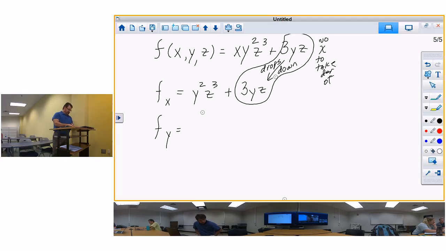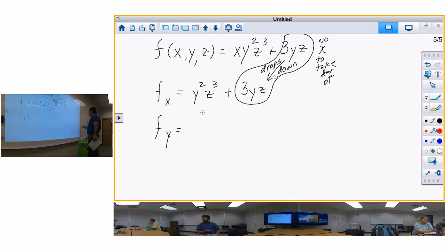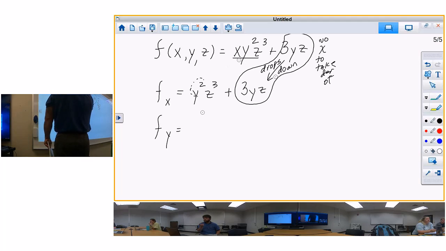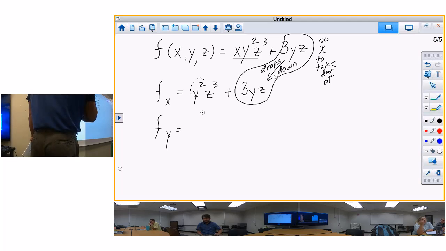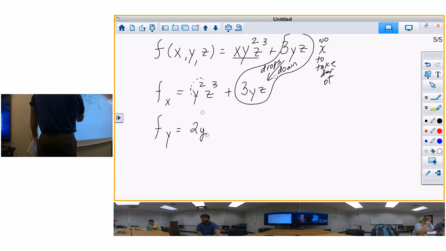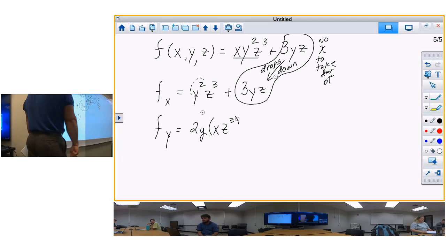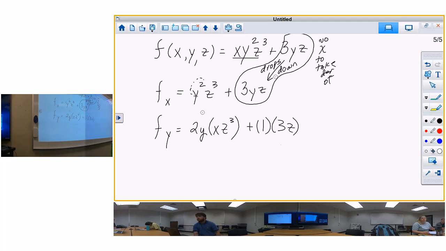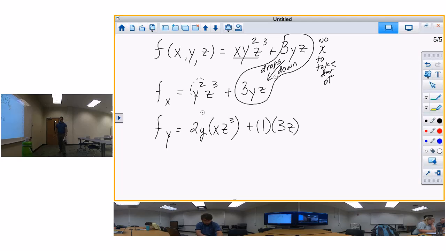All right, now f of y. For f of y, you're going to get 2y xz cubed plus 3z, because that y turns into a 1. What is the derivative of y squared? 2y. I put the x z to the third down because it just comes down, plus, what's the derivative of y? 1 times 3z. I'm just going to write it like that because you can simplify it. Y'all are good algebra students. I'm not going to worry with that. And now do f of z.